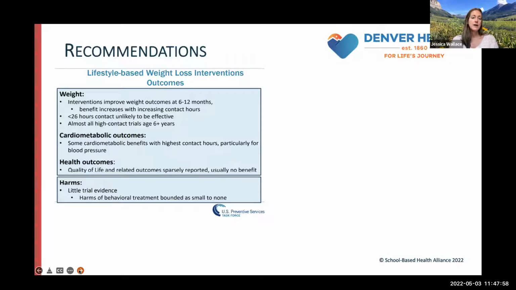Most of the studies are dealing with kids who are in elementary school age or a little bit older, but there's 40 plus years of data that show that these interventions are what are most likely to make a difference for our patients.